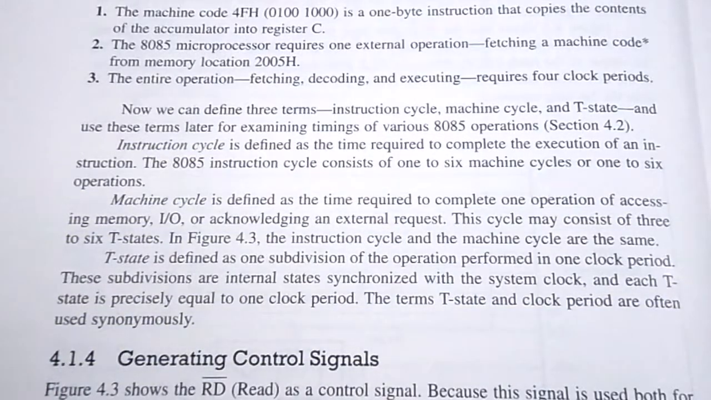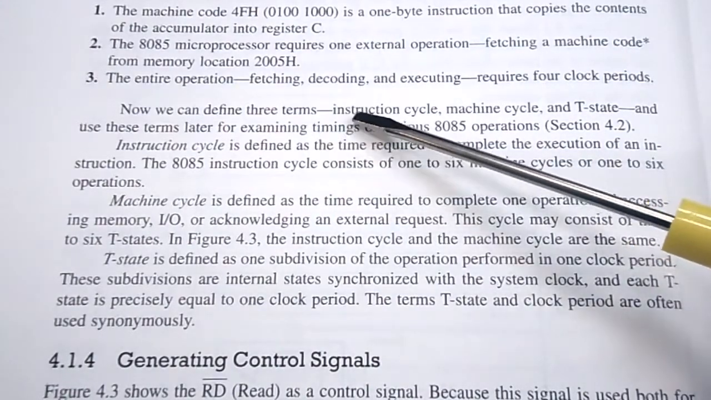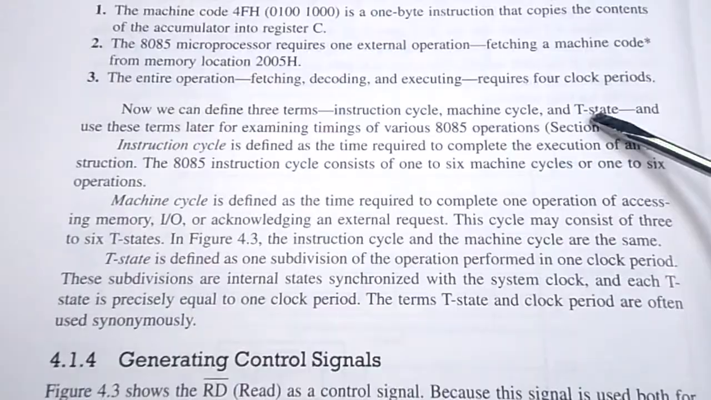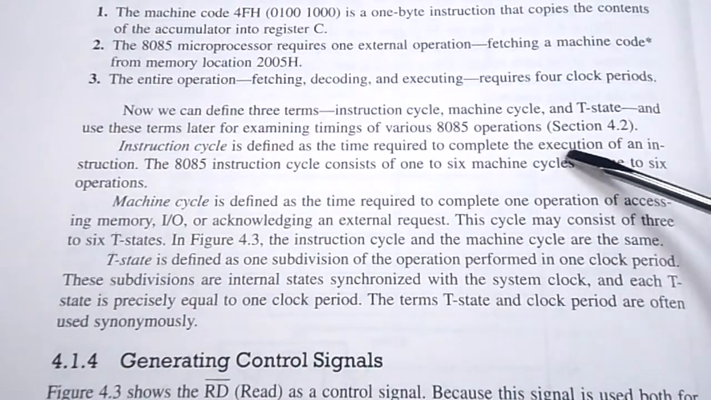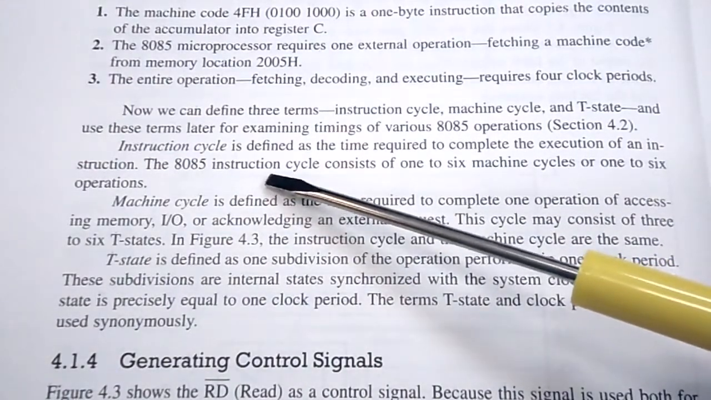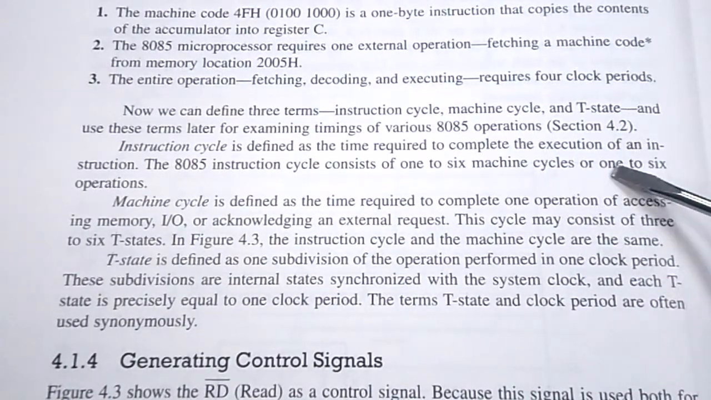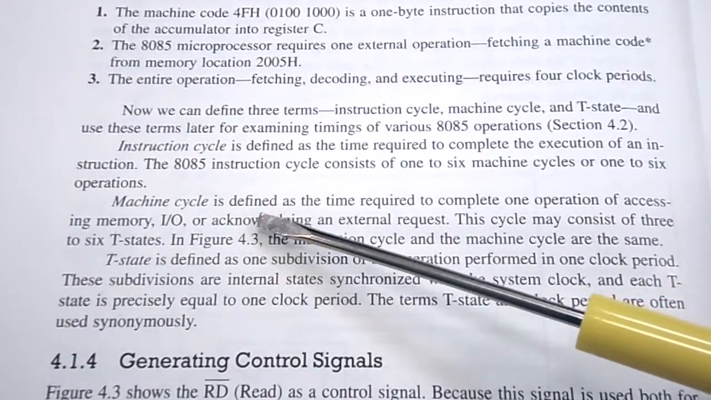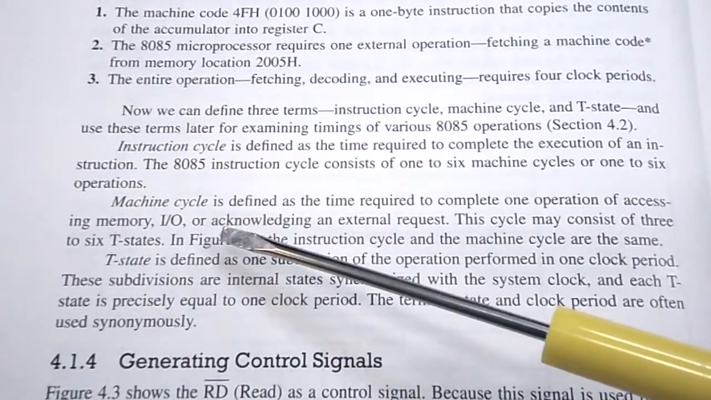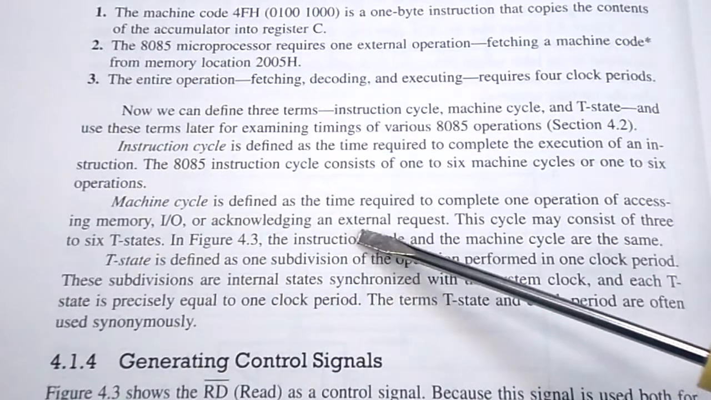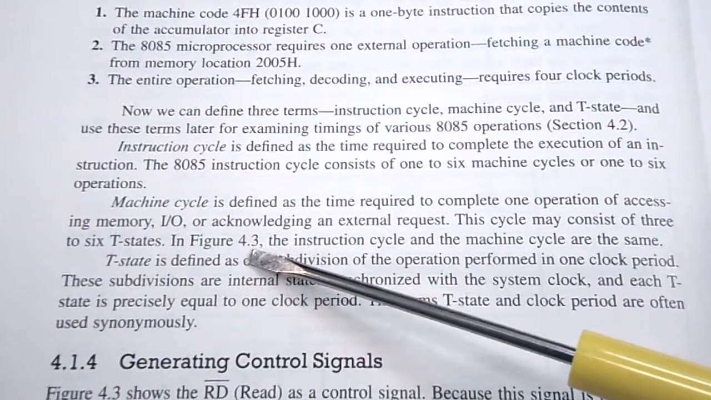So I just want to refer you to page 104 of your textbook, and it says now we can define 3 terms: instruction cycle, machine cycle, and T-state. So instruction cycle is defined as the time required to complete the execution of an instruction. The 8085 instruction cycle consists of 1 to 6 machine cycles, or 1 to 6 operations. So a machine cycle is defined as the time required to complete one operation of accessing memory, I/O, or acknowledging an external request. This cycle may consist of 3 to 6 T-states.